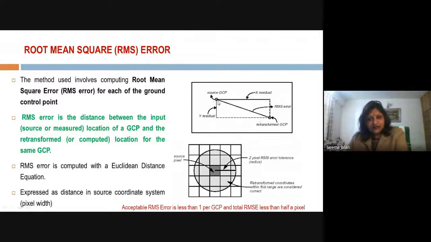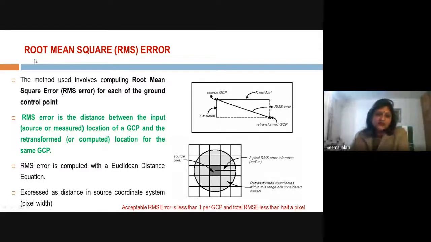So if I say the RMSE is 1.5, then this 1.5 is in pixels. That means the distance is equivalent to 1.5 pixels. So if your pixel is, say, 10 meters, then you can make out that the shift is around 15 meters.